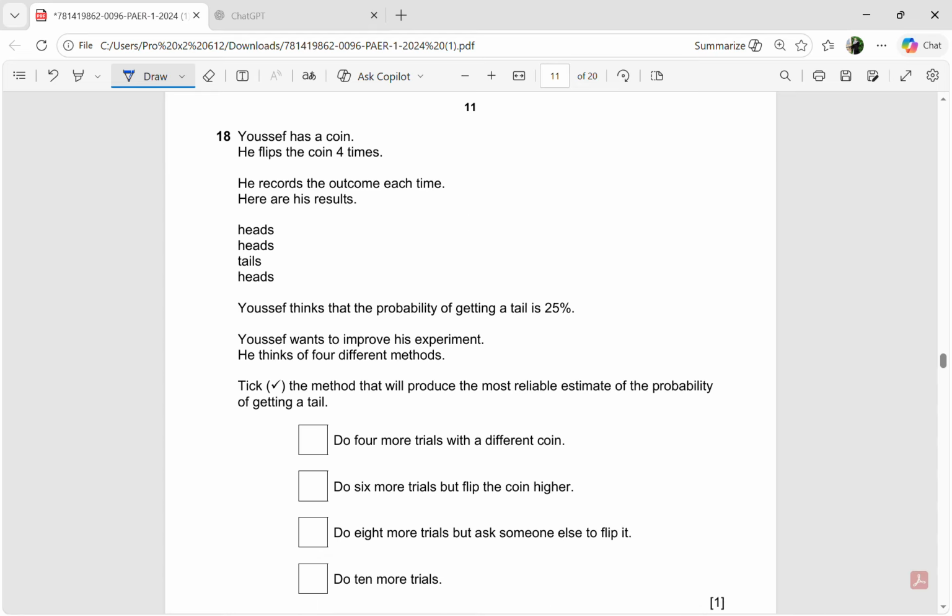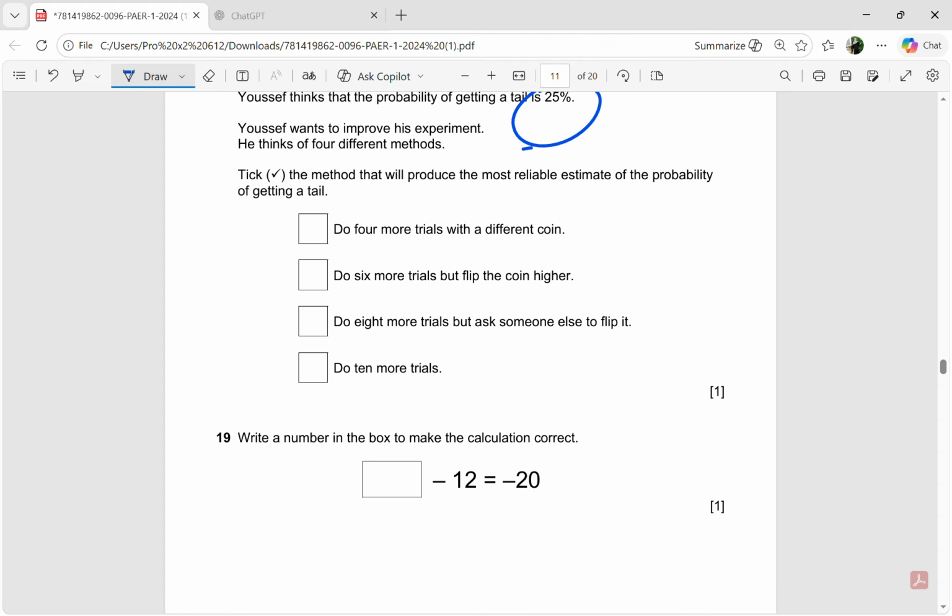Number 18, Yusuf has a coin. He flips the coin 4 times. The results of the 4 trials are heads, heads, tails, heads. Yusuf thinks that the probability of getting a tail is 25%. Yes, according to these results, it's 25%. So tick the method that will produce the most reliable estimate. For us to produce the most reliable, we need to do the experiment more times. Do 4 more, these are few, so do 10 more tries.